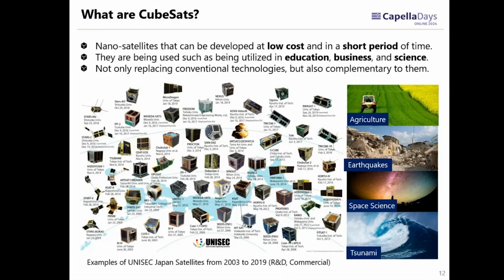This slide shows, in the left picture, an example of University Space Engineering Consortium in Japan satellites from 2003 to 2019 for R&D and commercial. Already more than 50 satellites have been launched. Nanosatellites can be developed at low cost and in a short period of time, and they are being utilized in education, business, and science, not only replacing conventional large satellites, but also complementary to them.